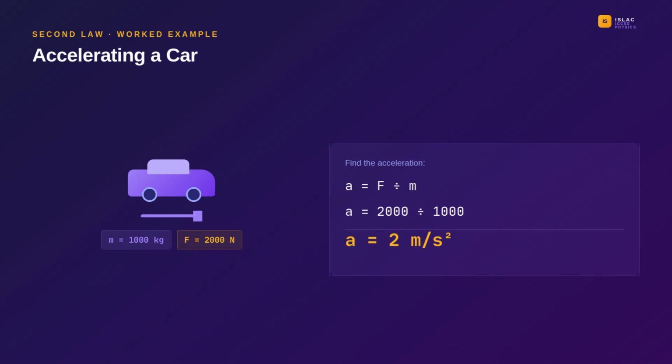Cover F and you're left with m times a. Cover m and you get F over a. Cover a and you get F over m. 3 equations from one triangle: F equals ma, mass equals F over a, and acceleration equals F over m. Use it whenever you're unsure which way round the formula goes.